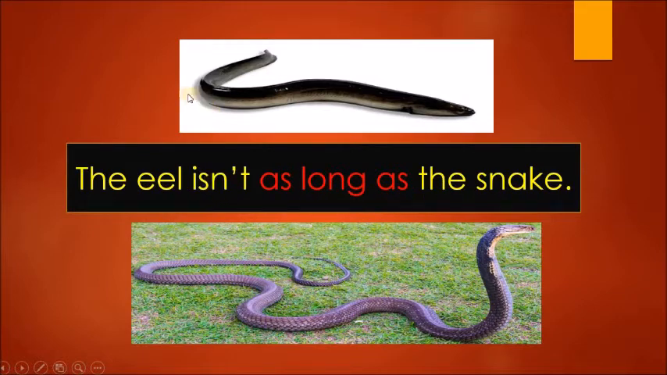So, there is a big difference. They are very different. So, we have to use the negative form. Remember that we use the negative when we have differences. And in the use of as long as, if we use this structure, we have to check that isn't is for the comparison of two animals or maybe objects that are different, okay?